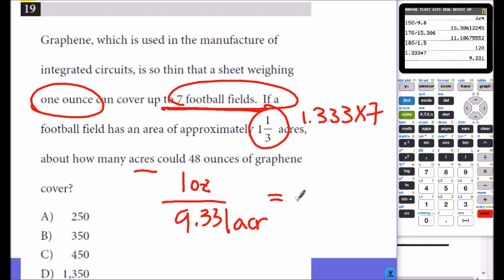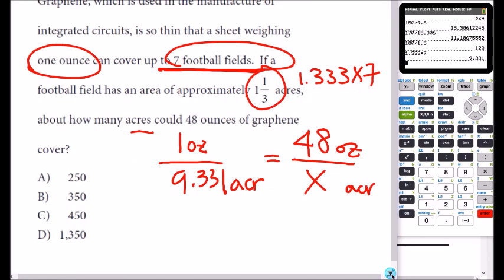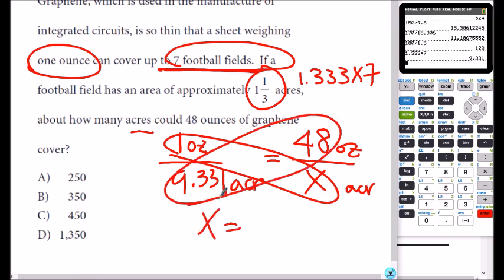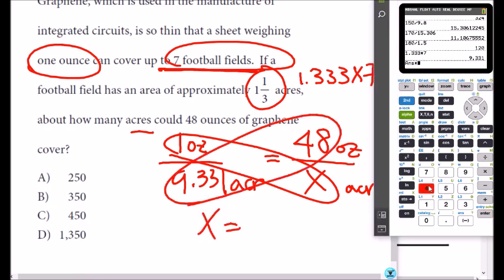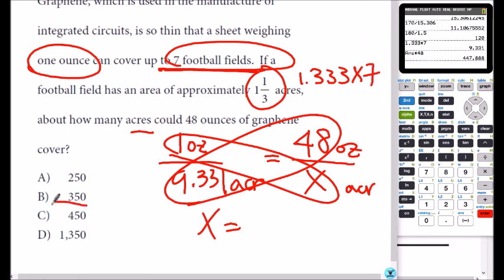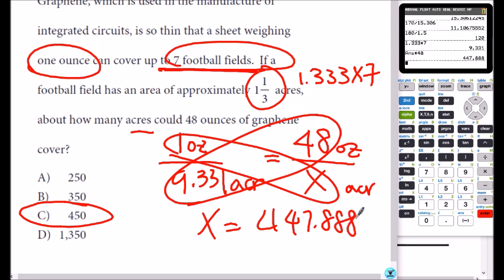So now I'm looking for how many acres 48 ounces will cover. So you can set up a ratio. A lot of times you can solve them by using a ratio and cross multiplying. So x equals these two multiplied. I can just multiply the previous answer by 48. So then I get 447.888, so about 450.